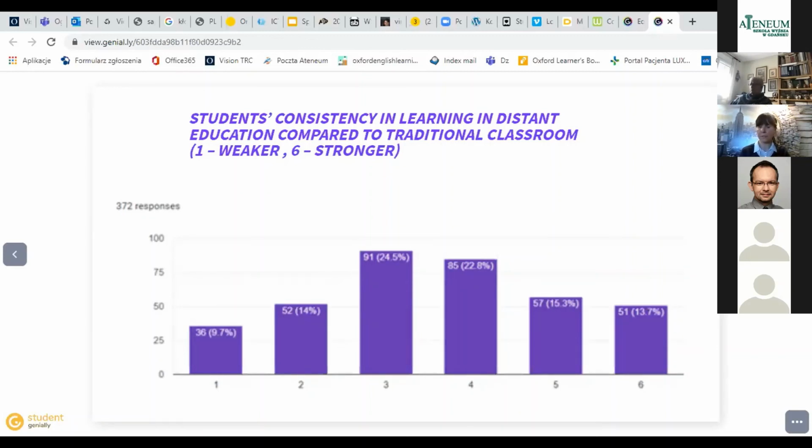And if we have a look at the global number, the students who gave the 4, 5, and 6, so the upper half of the scale, this is more than 50% of research participants. This is, I think, the best piece of information, the strongest quality of distance education.